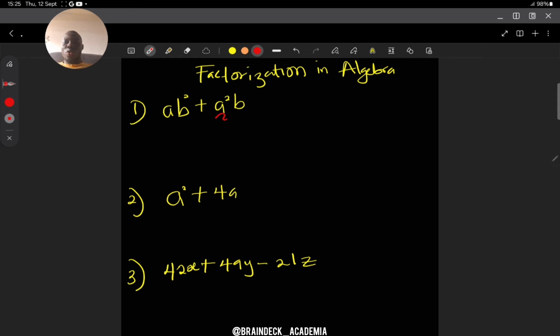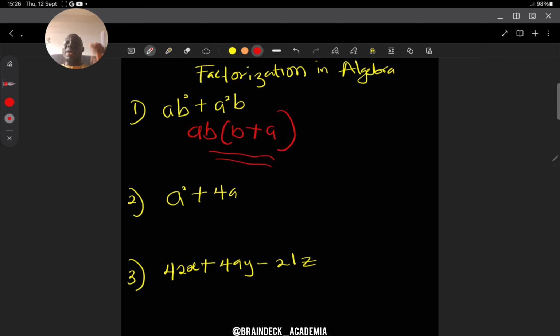Now, if you look at question number one, we have AB squared plus A squared B. The question we need to ask ourselves is, what is the highest common factor between AB squared and A squared B? We have A here, we have A squared here. The highest common factor between A and A squared is A. The highest common factor between B squared and B is B. So if I factorize AB out of AB squared, I am left with B. If I factorize AB out of A squared B, I am left with A. And this is my answer.